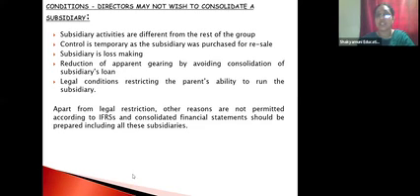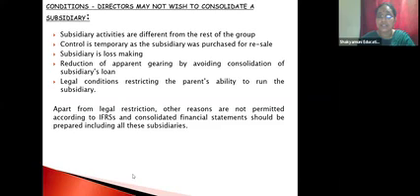Subsidiary is loss making. Since the subsidiary is loss making, consolidation may not give a correct picture, so I don't consolidate. Since there are huge loans in the subsidiary, if I consolidate, consolidation will not give a correct picture, so I don't consolidate. So these reasons may be quoted by the company to avoid consolidation.